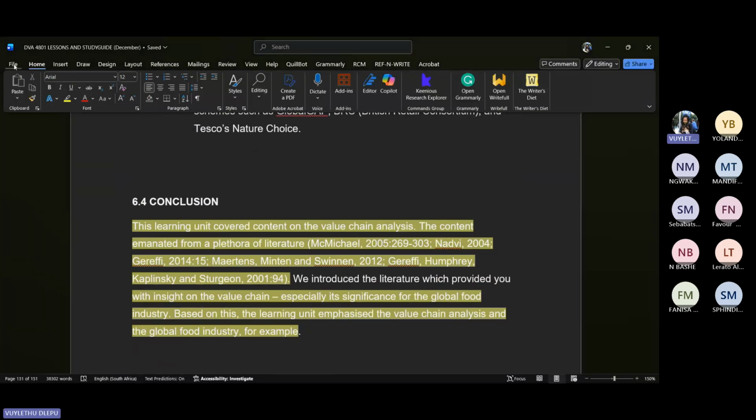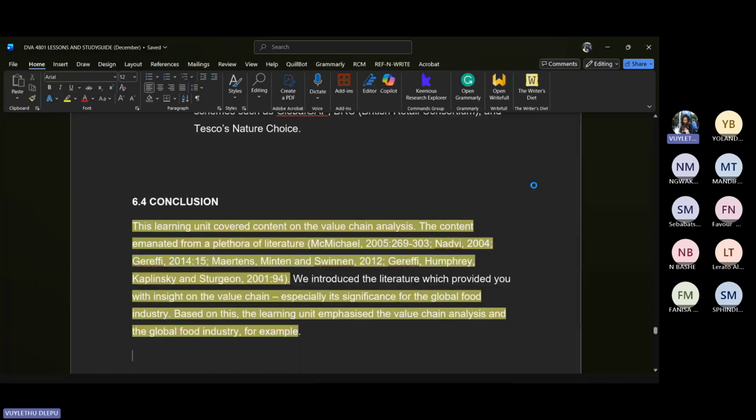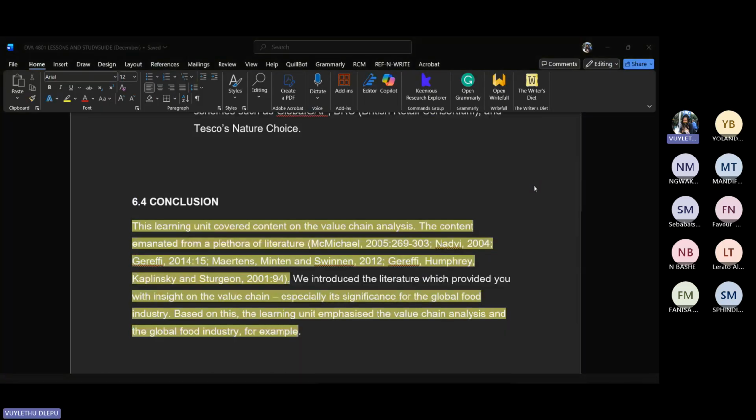Please tell me if you can see what I'm doing on the screen. Is the screen changing? Yes. So you see DVA 481 assessments now? No, right now it's showing your conclusion to the document that you were using. Oh, okay. Let me stop sharing.